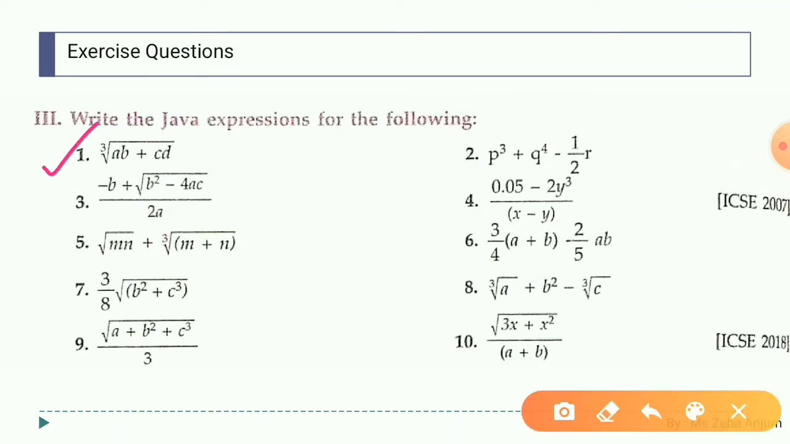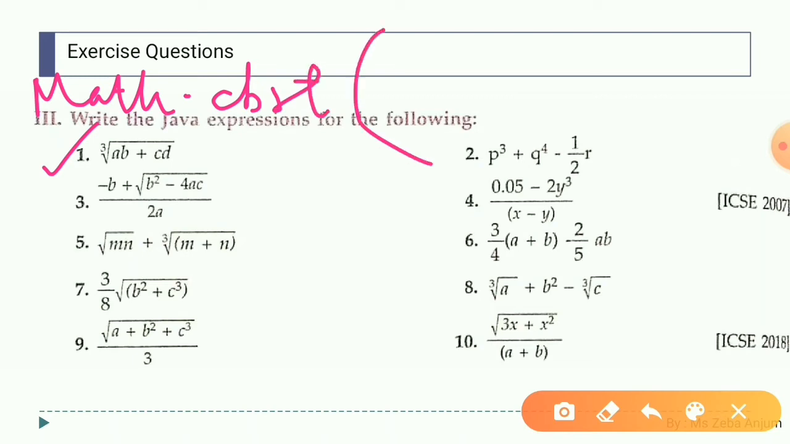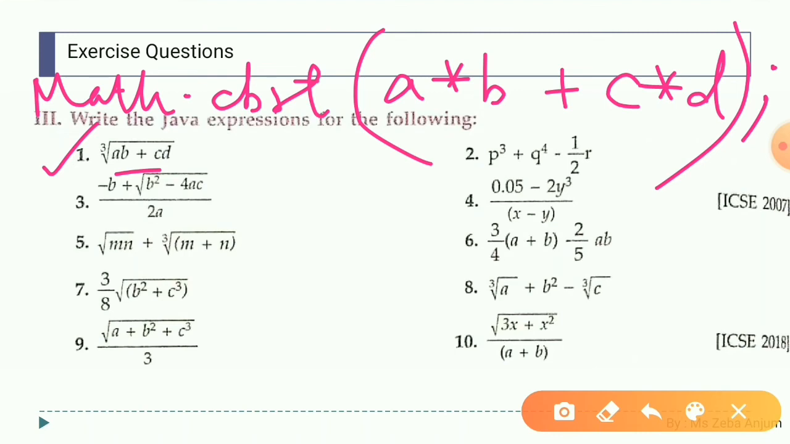See the first one, you are having a cube root. So firstly we are going to write down Math.cbrt, and in brackets we have to write down the expression: a multiplied by b plus c multiplied by d, and afterwards your semicolon.